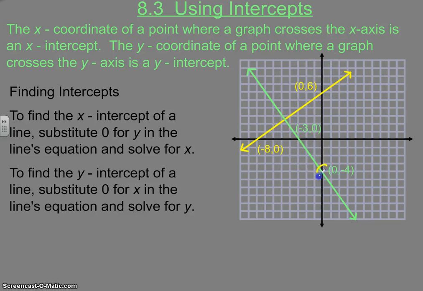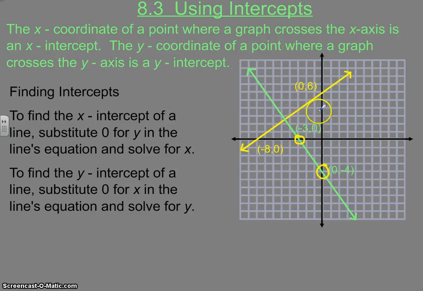So if we look here, where this line crosses the y-axis is called the y-intercept. Okay, the y-intercept is the y value, which is -4. But the coordinate for the y-intercept is 0, -4. Now where it crosses the x-axis is right here. That's called the x-intercept. Okay, intercepts deal with crossing axes. So the x-intercept is -3, but the coordinate for the x-intercept is -3 and 0.